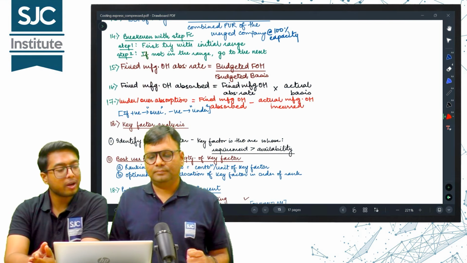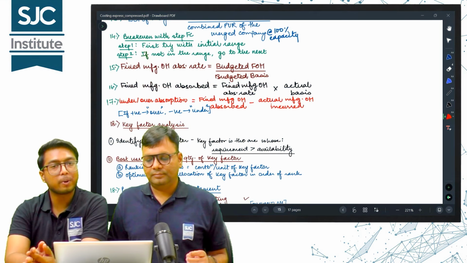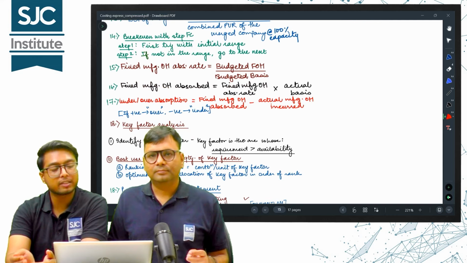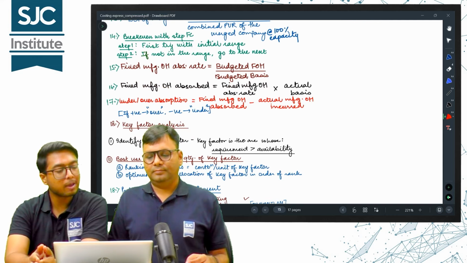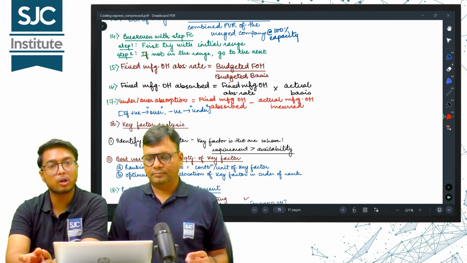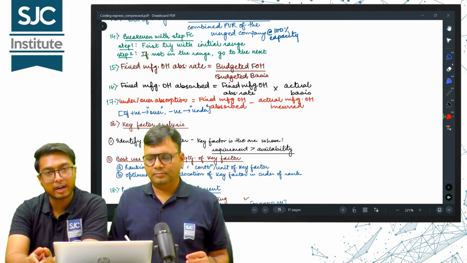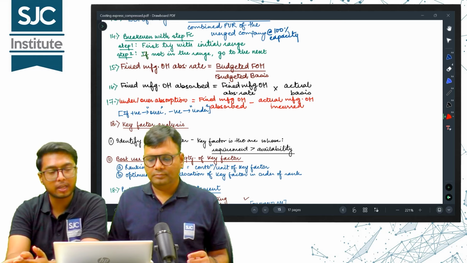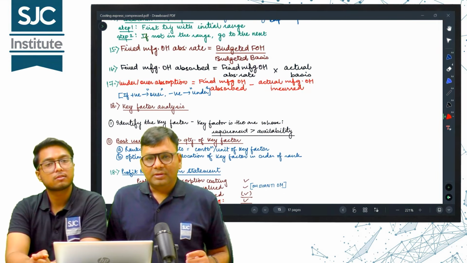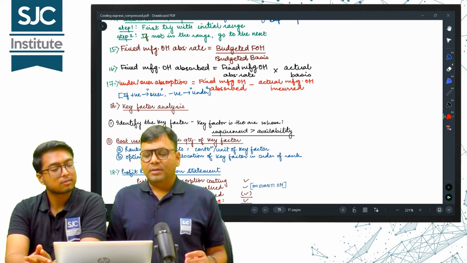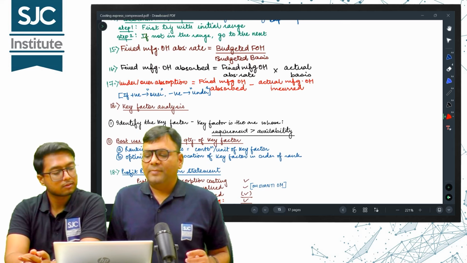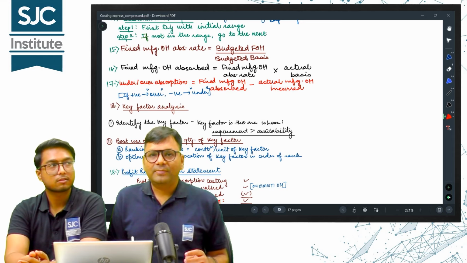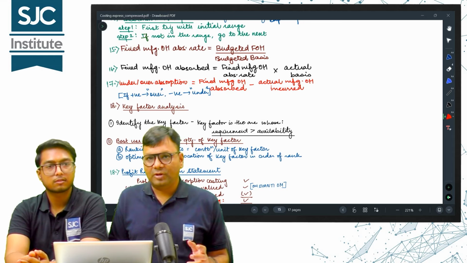Fixed manufacturing overhead absorption rate is equal to budgeted fixed overhead divided by budgeted basis. Fixed manufacturing overhead absorbed is equal to fixed manufacturing overhead absorption rate into actual basis for the period. Under or over absorption for fixed manufacturing overhead is equal to fixed manufacturing overhead absorbed minus actual manufacturing overhead incurred. If the difference is positive, it is over absorption. If the difference is negative, it is under absorption.